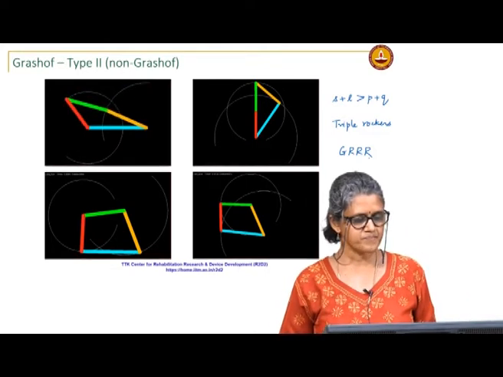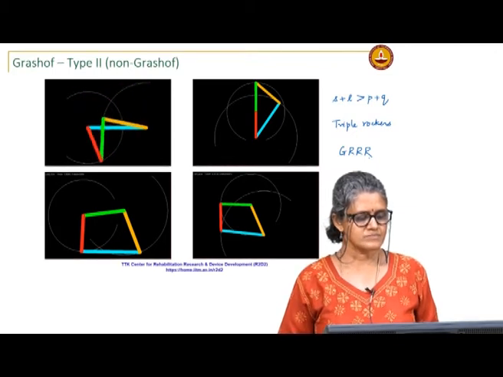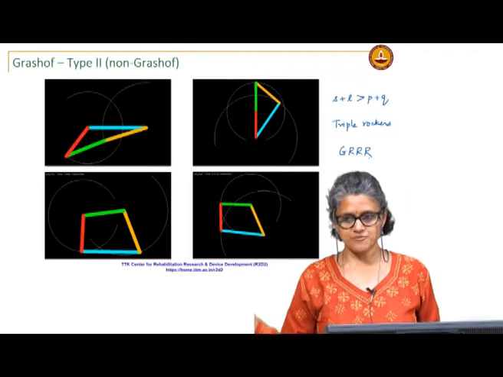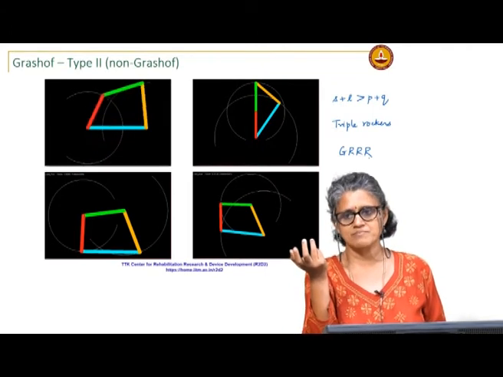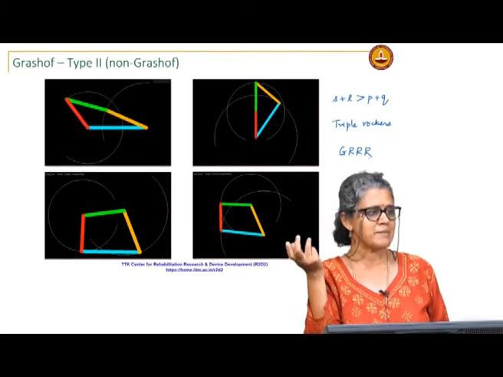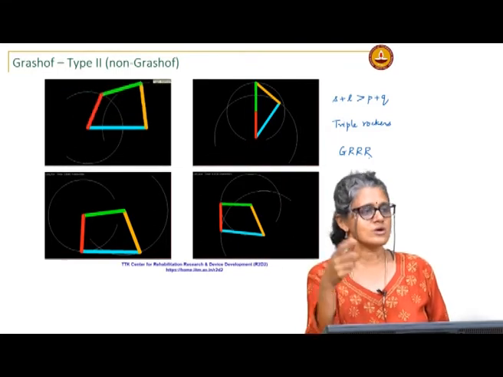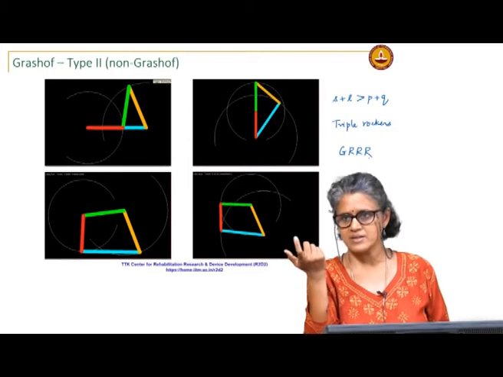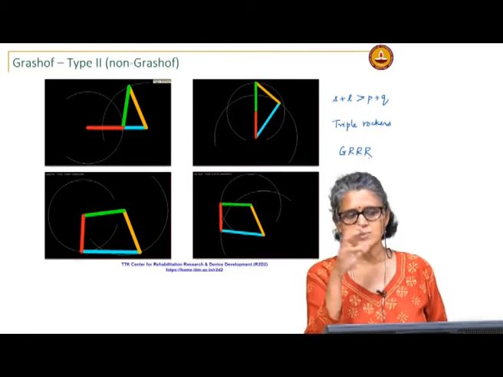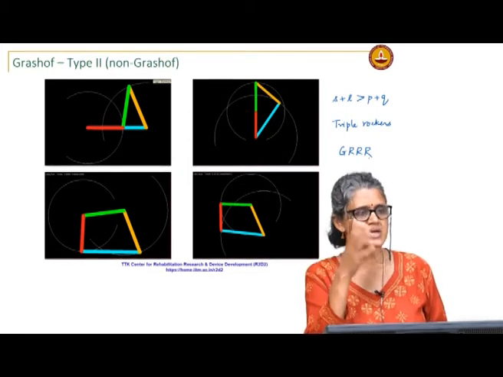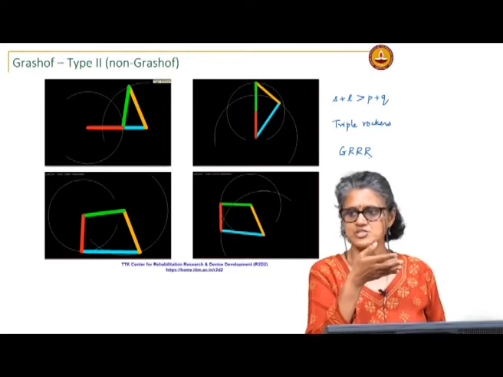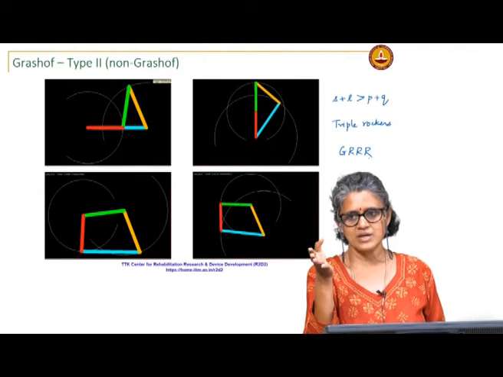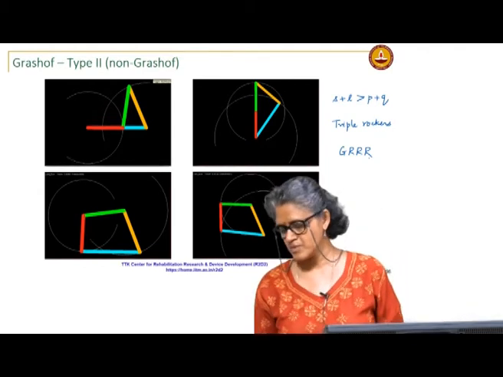There is nothing wrong with being a Grashof triple rocker, it depends on the application. There are plenty of applications where you do not need a link to make a complete revolution. So, it really depends on the application as to whether you need a Grashof or a non-Grashof linkage will do.